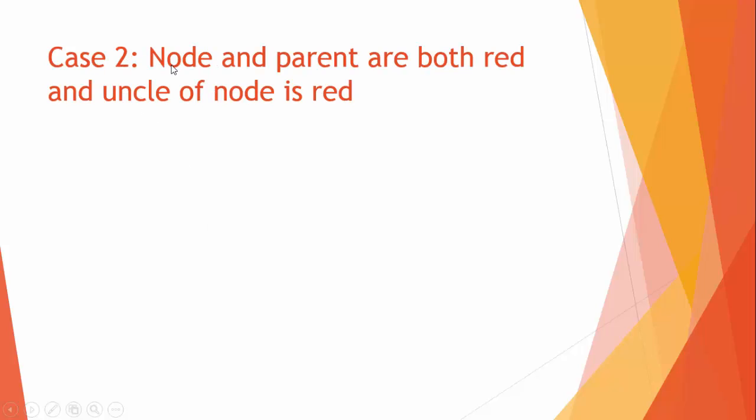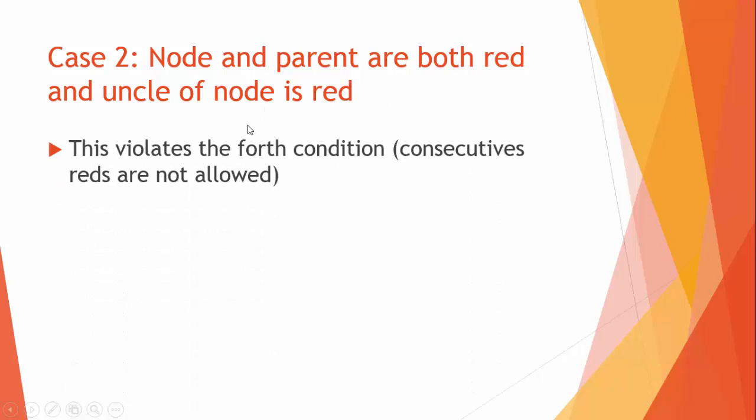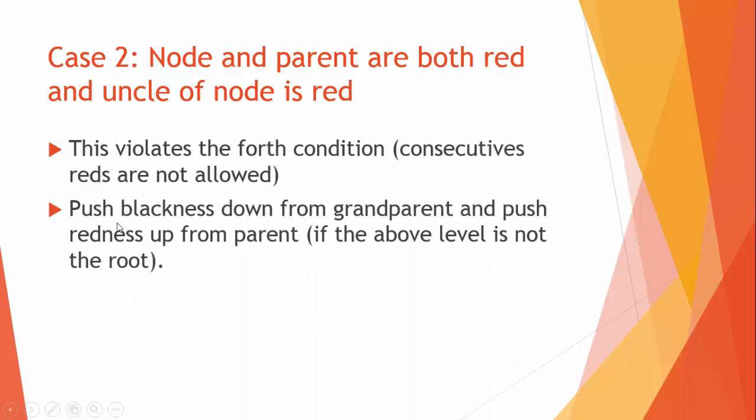The second case, node and parent are both red and uncle of the node is also red. So we have three red nodes here: the node itself and its parent and its uncle. What to do in this case? This violates also the third condition. Consecutive reds are not allowed. So what to do? Push blackness down from grandparent and push redness up from parent, meaning that change the color between the grandparent and parent. If the above level is not the root, because if the above level is root, the root must be black.